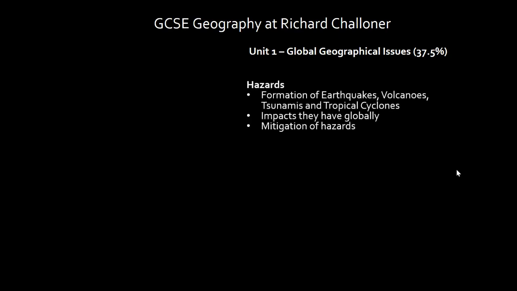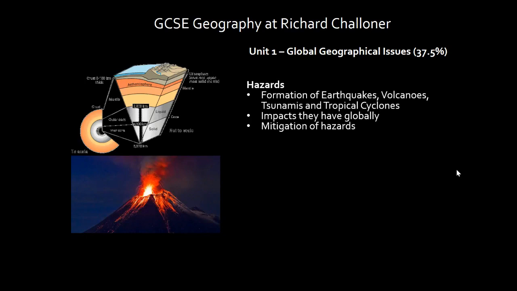Unit 1 focuses on global geographical issues and makes up 37.5% of the overall exam. Topic 1 in Unit 1 is hazards. In this topic, we investigate formation of earthquakes, we look at tsunamis, we look at the impacts of hazard events, so both weather and tectonic. We think about how different places in different regions might be affected. We then also look at how those hazards can be mitigated and we can prevent hazards becoming as bad.